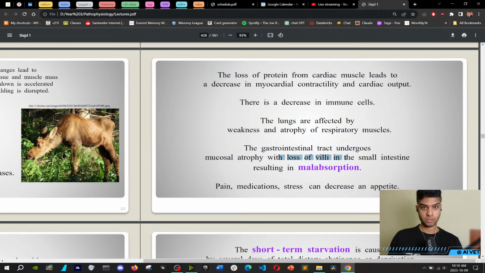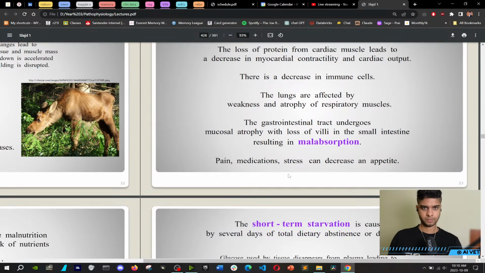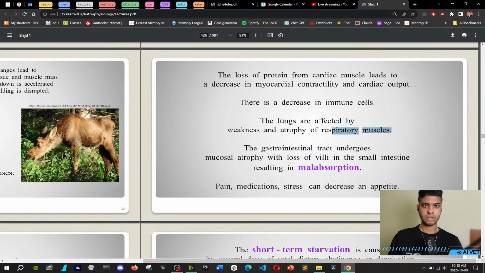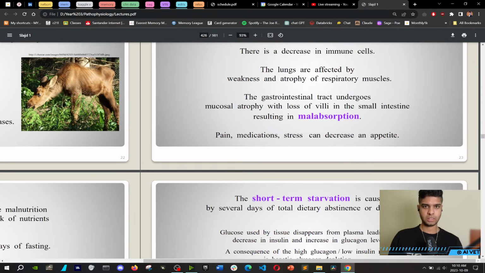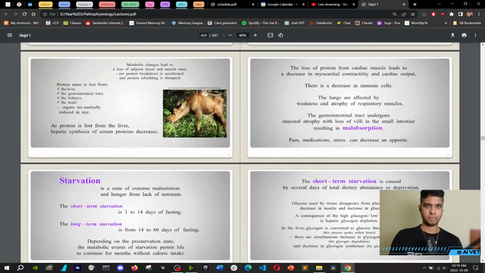Mucosal atrophy with the loss of villi. This also leads to loss of respiratory muscles and decrease in immune cells. A lot of protein and muscle is lost. Myocardial contractility and cardiac output decrease, and pain medications decrease the appetite.